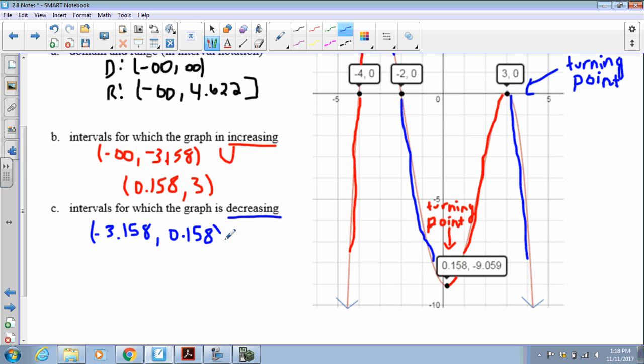Now make sure, because if there's multiple intervals, you need to use the union sign. Now we start back up with our decreasing at 3. And because this doesn't end, we go on to the positive infinity. Now make sure, even though the arrow's facing down, that's our y values. Okay, we're thinking about x. So the x values do go on forever into the positive.